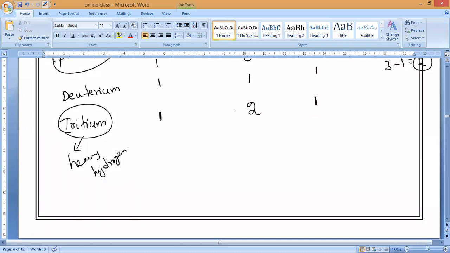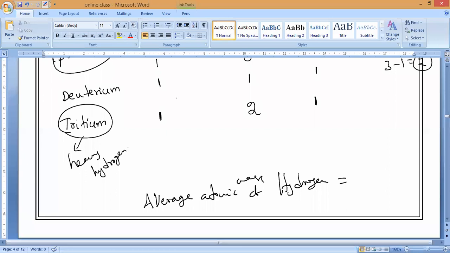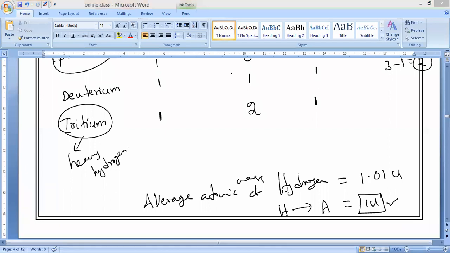And if you calculate the average atomic mass of hydrogen, using the abundance percentages, it comes to around 1.01 U. So we round it up to 1 U. So the atomic mass of hydrogen we take is 1 U. Understand? If we find the average atomic mass, it is 1.01 something U, so that is why we consider it as 1 U.